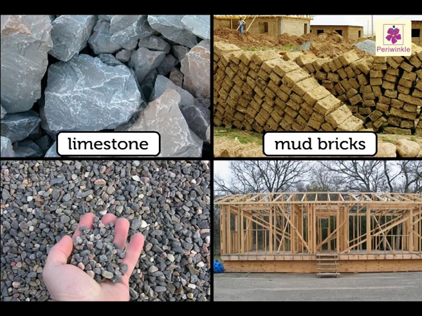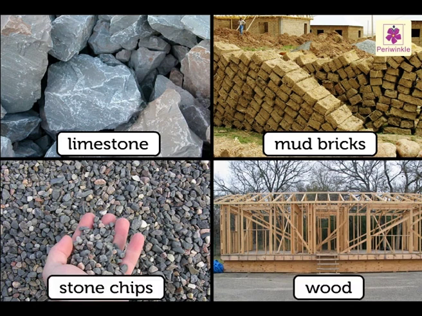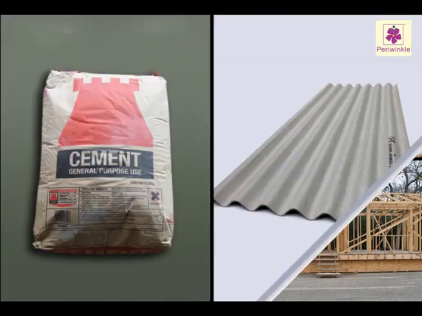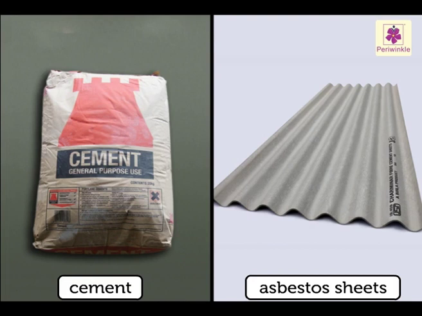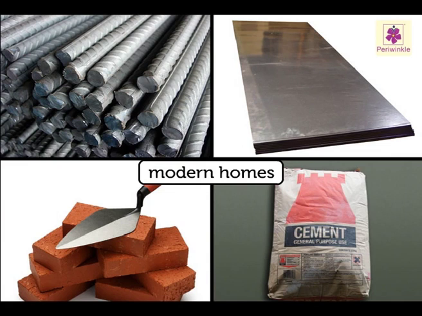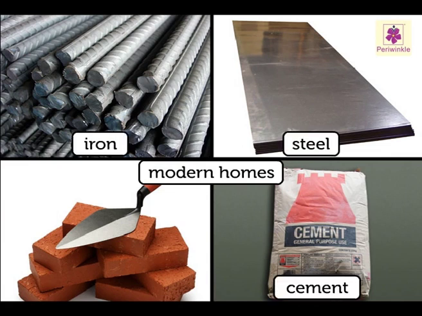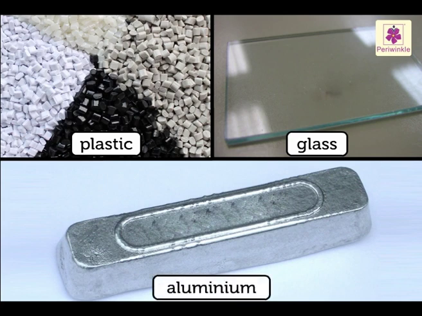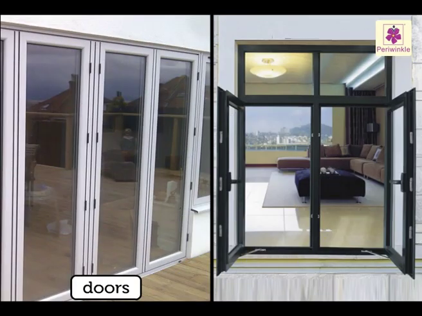Limestone, mud bricks, wood, and stone chips were used for construction of ancestral homes. Later, cement and asbestos sheets were used. Modern homes are made using iron, steel, cement, and bricks made of fly ash. In modern homes, wood is being replaced by different kinds of plastic, glass, and aluminium for doors and windows to avoid cutting down more trees.